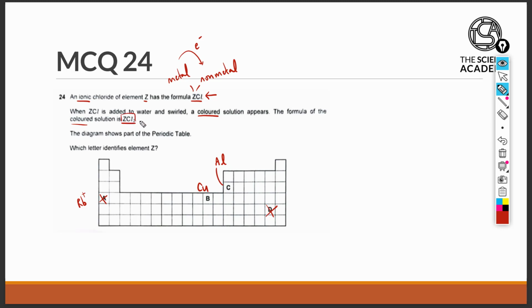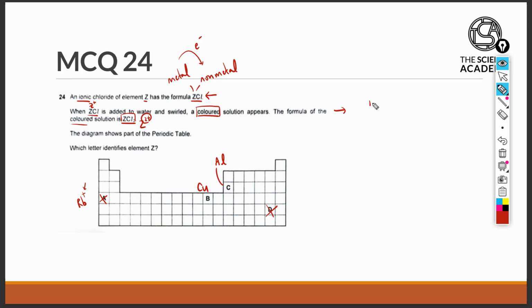In ZCl2, Z must have had a charge of 2+, and it is impossible for group 1 elements to have an ion of 2+ charge because group 1 elements have only one valence electron in the outermost shell, and they will tend to lose that one very easily, giving them a +1 charge of the ion. Statement 2 also tells us that a colored solution appears and the ion of Z adopts a charge of 2+ now, compared to the initial charge of +1 in ZCl.